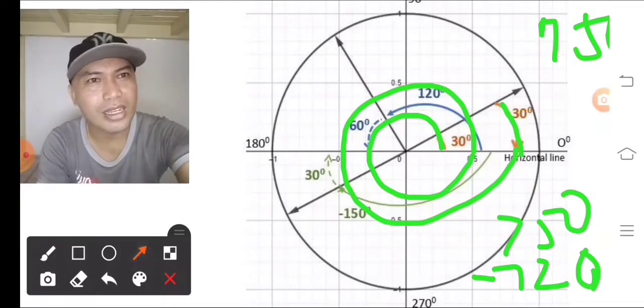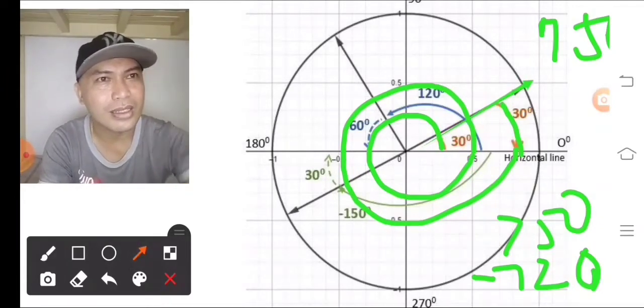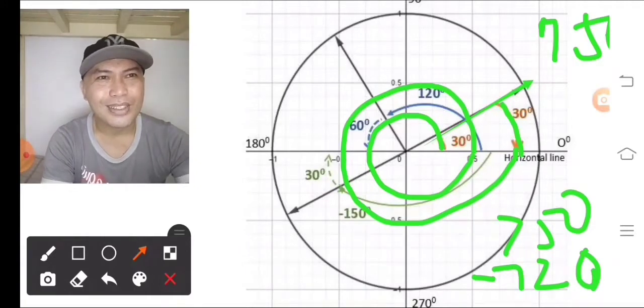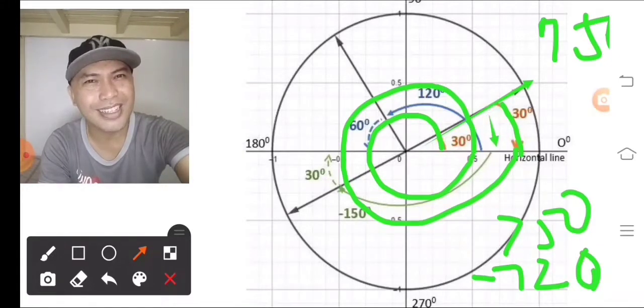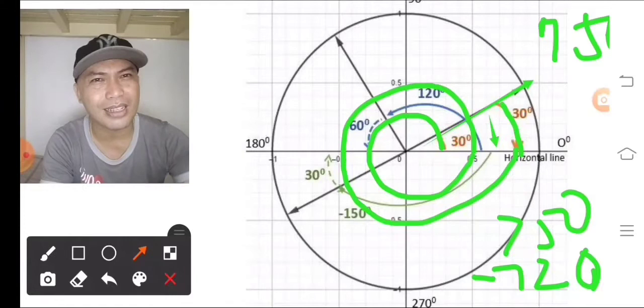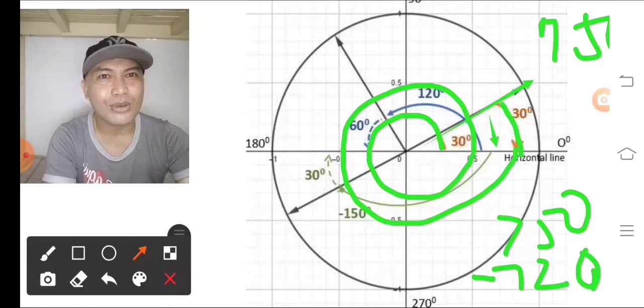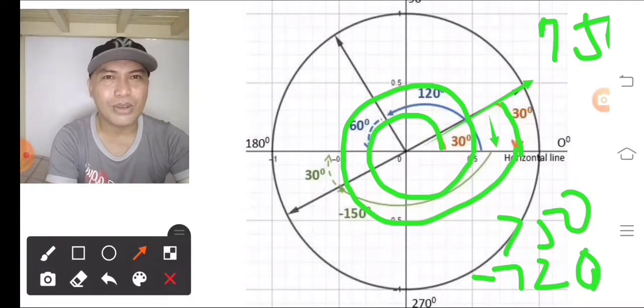So our terminal side is this one. Since this is our terminal side, the measure from the terminal side going to the x-axis or the horizontal line is 30 degrees. So our reference is 30 degrees. The reference angle for 750 is 30 degrees.